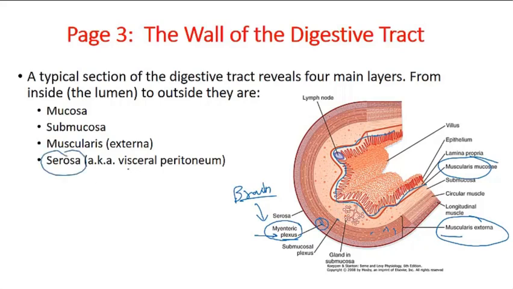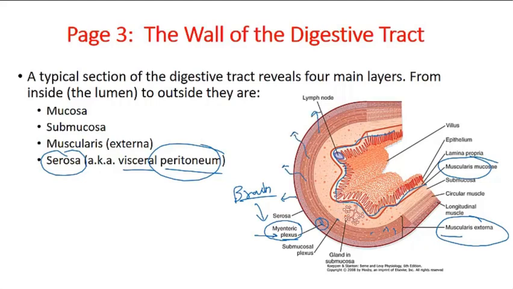The serosa is also known as the visceral peritoneum. Peritoneum is always the outermost layer. So this is a serous fluid producing serosa, which lubricates this whole intestine, and it reduces the friction of the digestive tract within the ventral body cavity. So it starts releasing all those lubricating compounds outside.